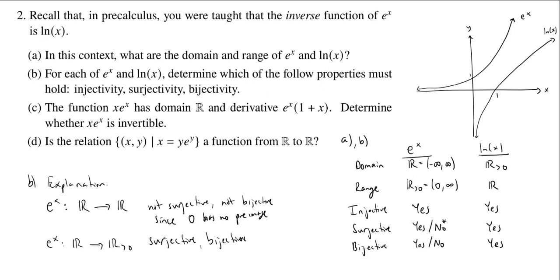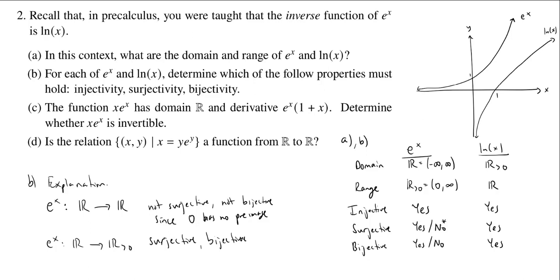All right, how about C? It looks like we want to determine whether, oh, now this is a different function, whether x e to the x is invertible. Well, again, this might depend a little bit on how we choose our codomain, but let's explore this function. Now, there's some information given here. We're told that the domain is all real numbers. Oh, and we're given the derivative. Well, why are we given the derivative here?